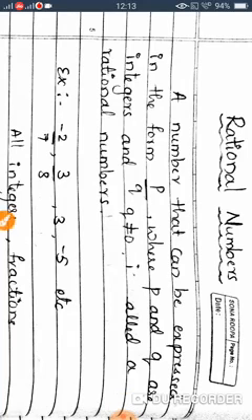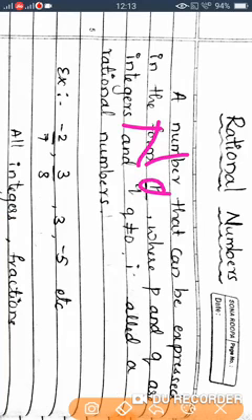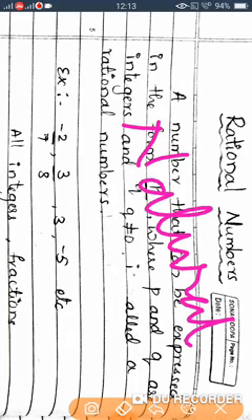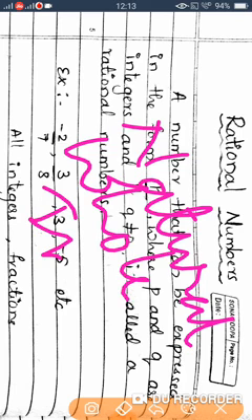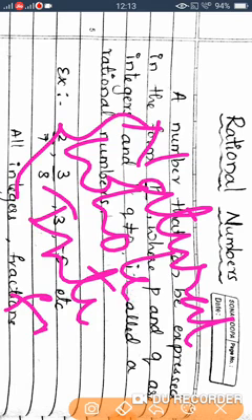See, here in the number system we have studied natural numbers, isn't it? After natural numbers, whole numbers and integers, and again fractions, isn't it? So we have studied all kinds of different types of numbers in the number system. In the same way, rational numbers are also a type of number.